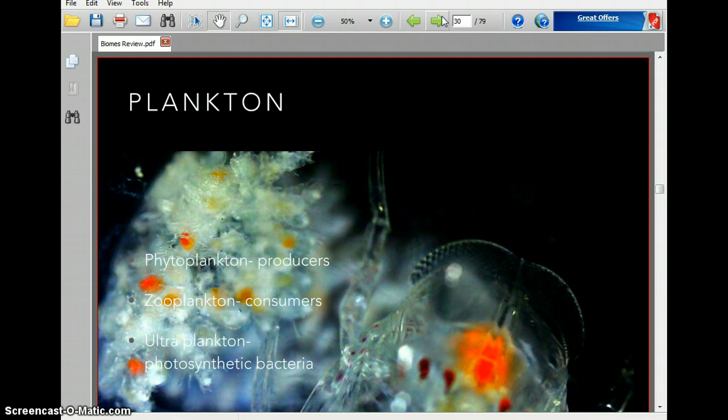And the first, plankton: it's the phytoplankton. It's a producer. Photosynthetic. Then the next is zooplankton, which are consumers. They're herbivores or carnivores. And last are ultraplankton, which are photosynthetic bacteria.